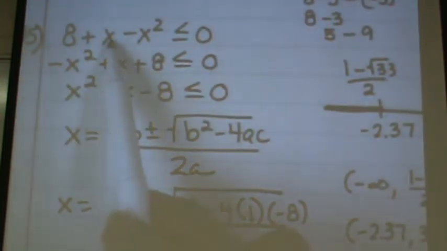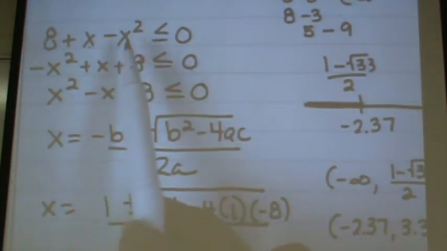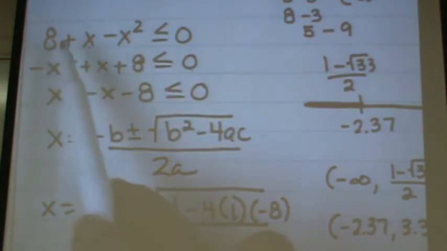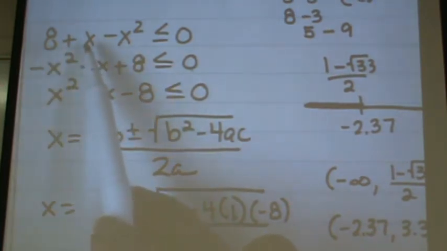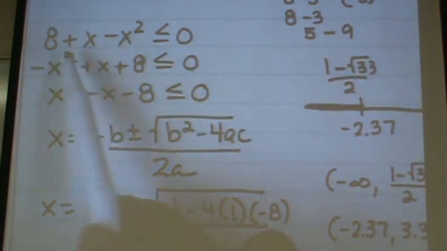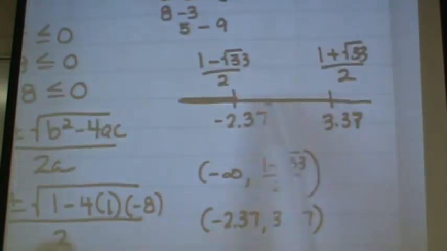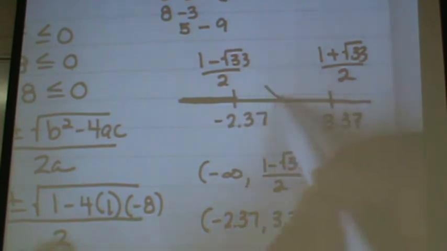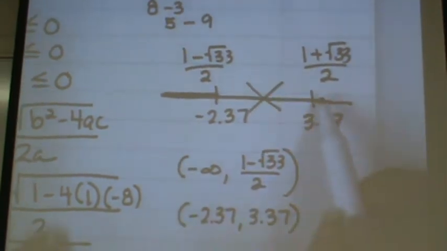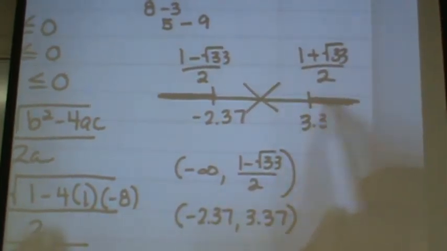If you plugged a 0 here and a 0 here, you would get 8 plus 0 and then minus 0. And that number's bigger. 8 plus 0 is 8. That is not less than 0. So this does not work. This region will also work right here.